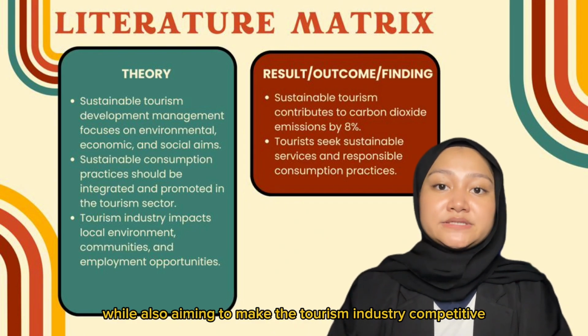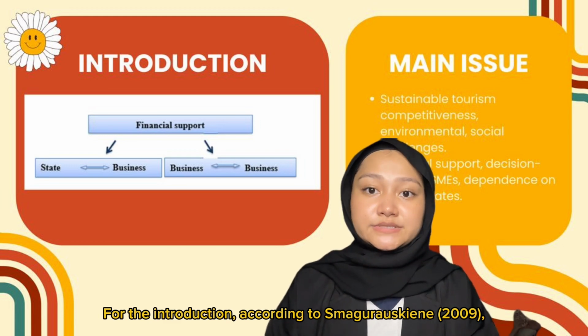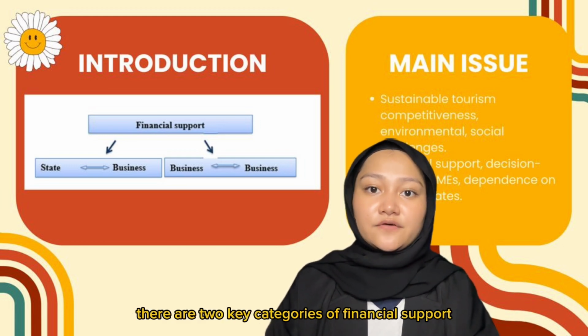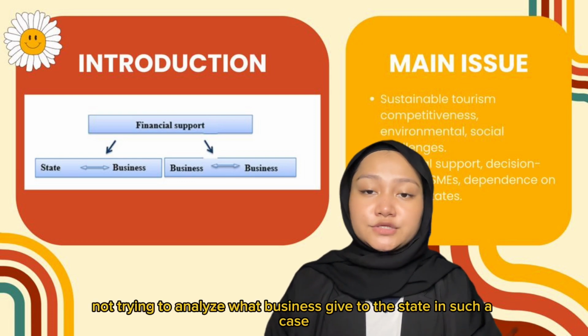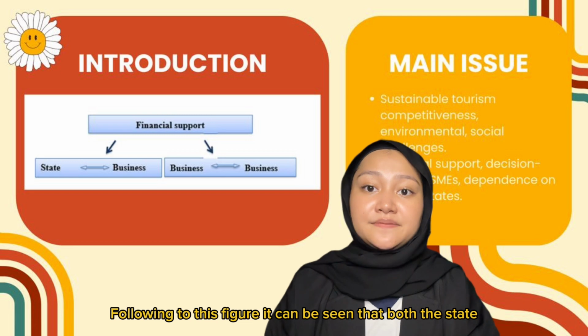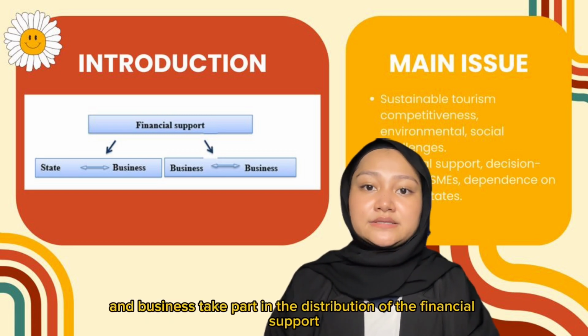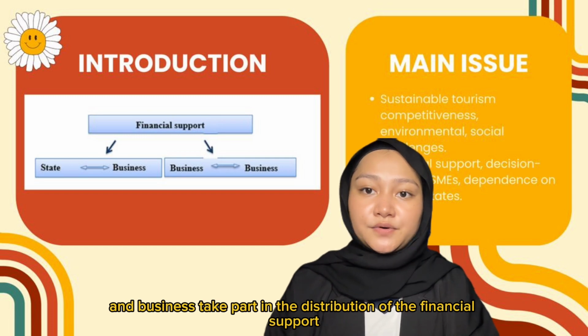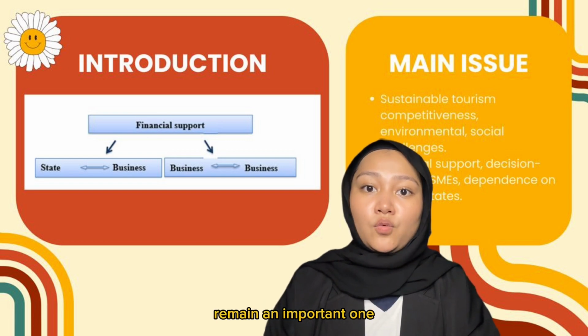For the introduction, according to Smagorowski 2009, there are two key categories of financial support: state to business and business to business, not trying to analyze what business gives to the state in such a case. Following this figure, it can be seen that both the state and business take part in the distribution of the financial support.